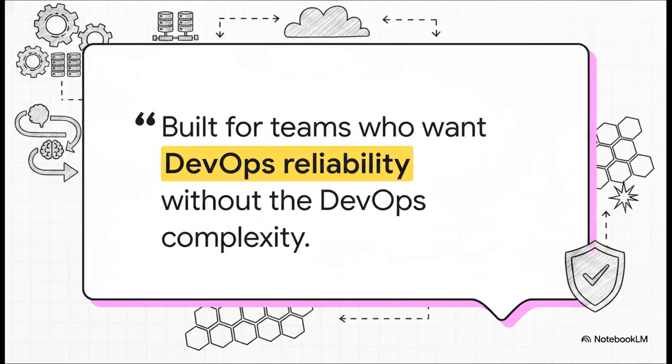Now, all of this speed is driven by one very specific philosophy, built for teams who want DevOps reliability without the DevOps complexity. It is fundamentally about getting all the benefits of a robust, self-healing system, but without needing a dedicated team of infrastructure engineers fueled by energy drinks at 3 a.m. just to keep the servers running. So let's look at the specific architecture decisions that honor this exact philosophy.